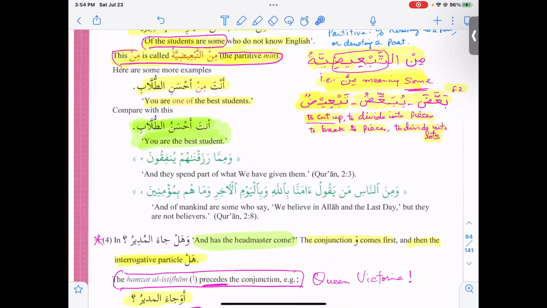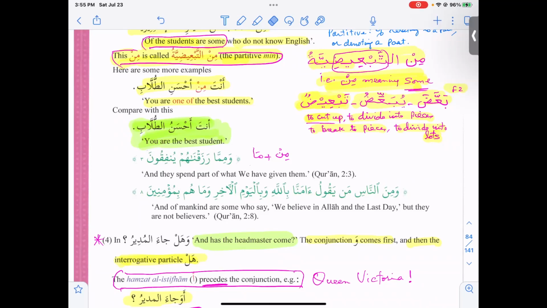And wa mimma razaqnahum yunfiqun. Min and ma. Remember, min and ma. I would say min alladhi razaqnahum yunfiqun. Maybe I should write it down. Min alladhi razaqnahum yunfiqun, like that. And they spend part of what we have given them. Part. Remember, this min makes it part, not everything.